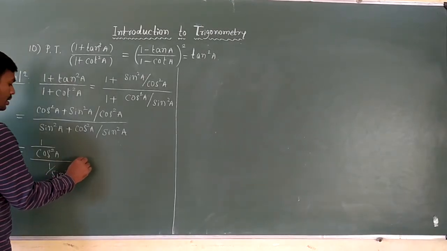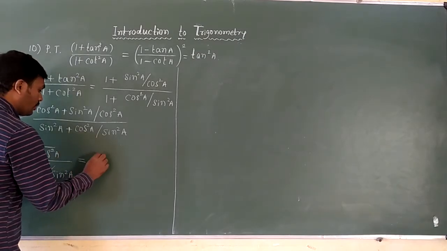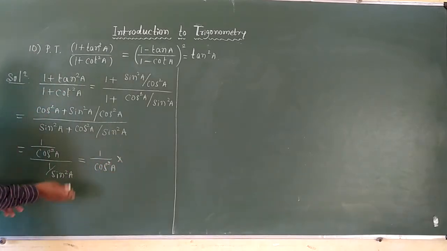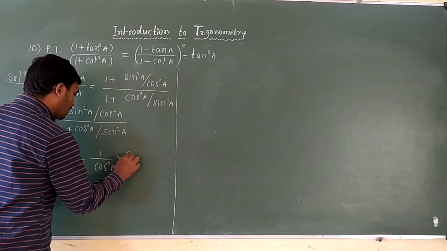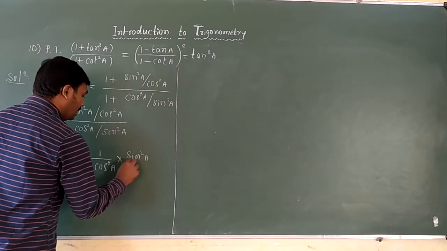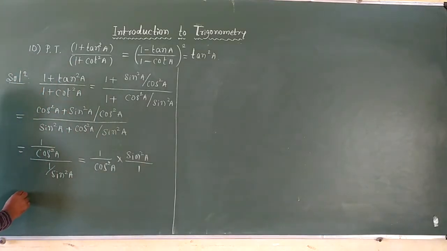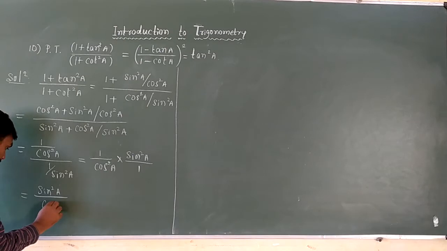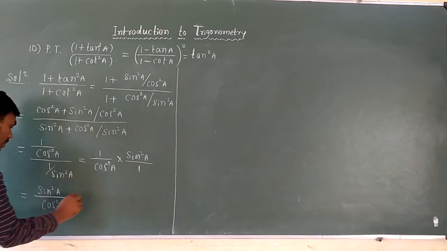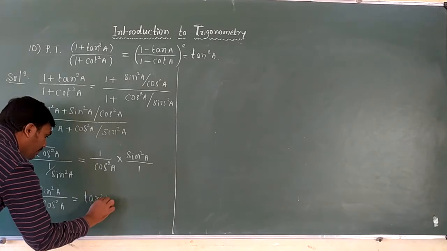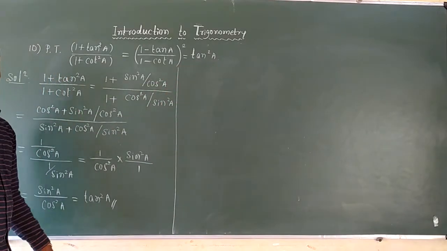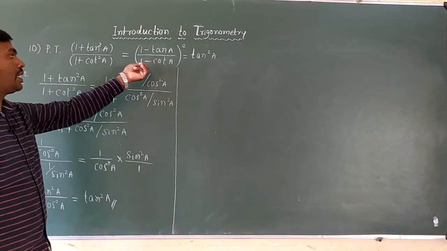If we simplify this one again, children, keep numerator as it is, that is 1 by cos square a, into denominator, if we multiply it, it becomes sin square a divided by 1. So this is equals to 1 into sin square a is what? Sin square a, whole divided by cos square a into 1 is what? Cos square a. So this is equals to what? Tan square a. Hence the proof. It is the RHS.